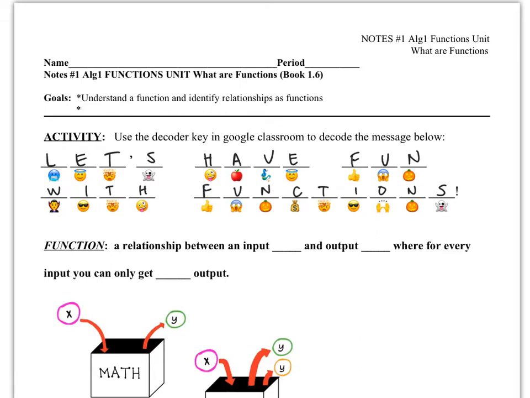So the message that we found is, let's have fun with functions. That's what we're about to do. So first, let's define a function.